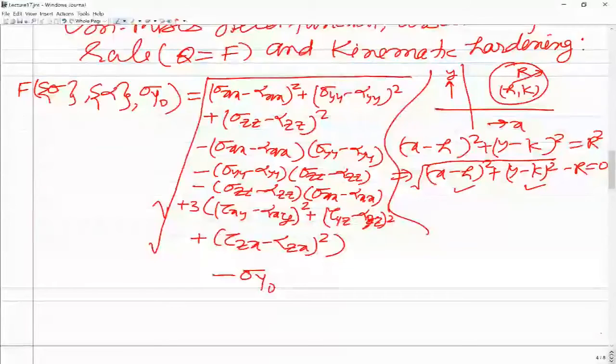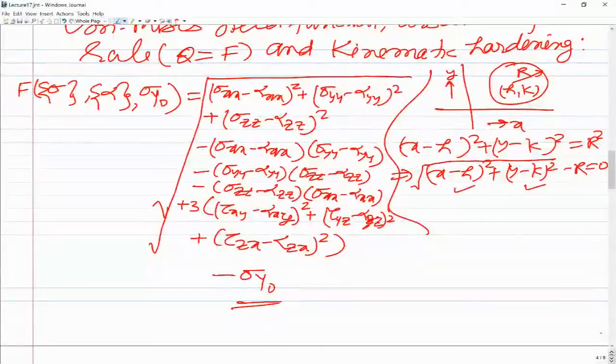I hope it is clear, although I should have written it in a single straight line. You can understand that all these terms up to (tau zx minus alpha zx) whole square are inside the square root sign, and this minus sigma y naught is outside the square root sign. So that you should understand. This is the definition of the yield function for the kinematic hardening case.